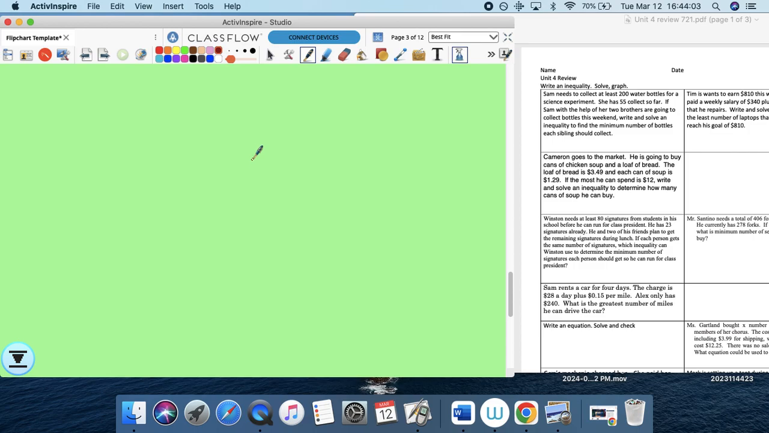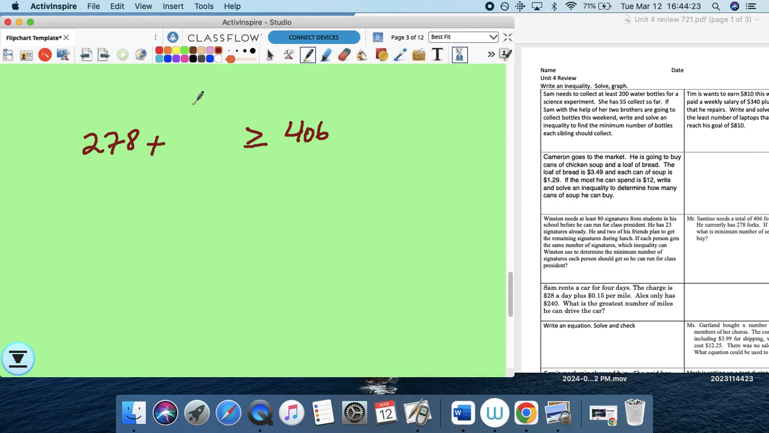Santino, he needs 406 forks for his restaurant. He currently has a total of 278. Let's start setting it up. Each set of forks has 12. What's the minimum number of sets he should buy to reach it? So it has to be greater than or equal to 406. And again, it's a plus.